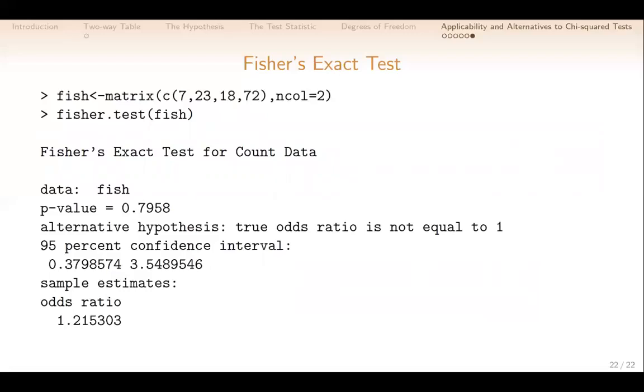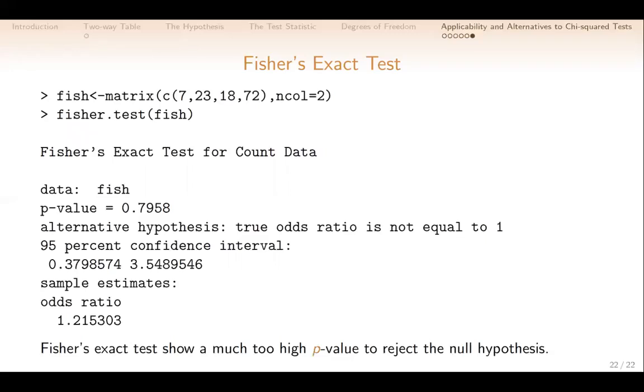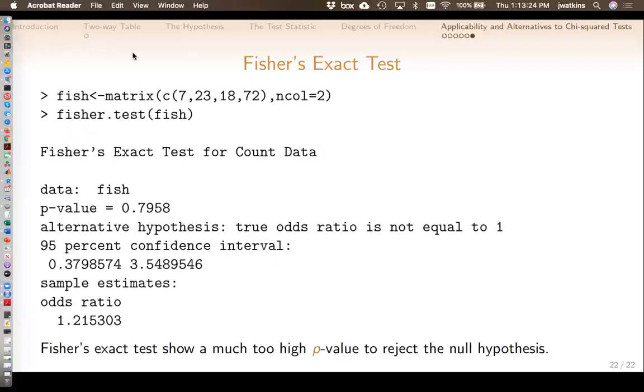That is, it looks at all of the possible combinations and builds a 95% confidence interval based upon those ratios and what you got from the data. So the odds ratio for my data is 1.21, and that's close enough to 1 for me to say that I can't reject the idea that it's exactly 1. For a larger table, you won't see odds ratios. So the Fisher exact test shows a much too high p-value to reject the null hypothesis.